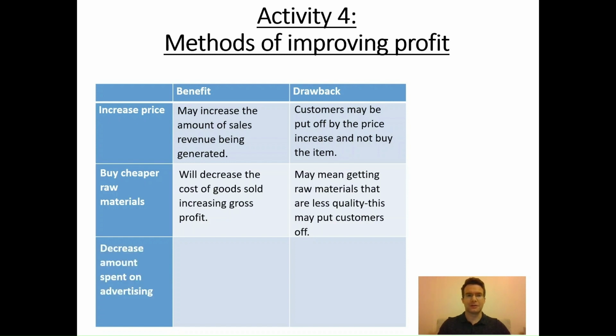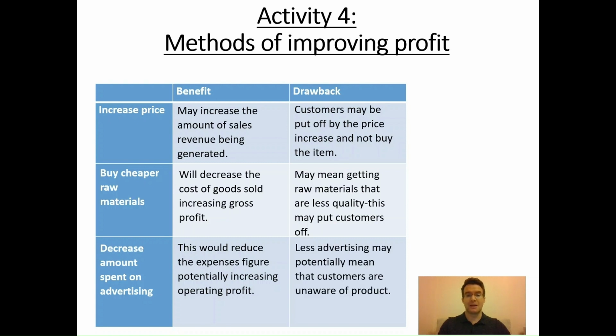Now, a third method of improving profit, net profit in particular, would be to decrease the amount spent on advertising and potentially other expenses as well. But when we're looking at advertising, a benefit would be that it reduces the expenses figure, potentially increasing operating profit. However, when you spend less on advertising, customers may be unaware of the product, which of course may lead to a reduction in sales in the first place.